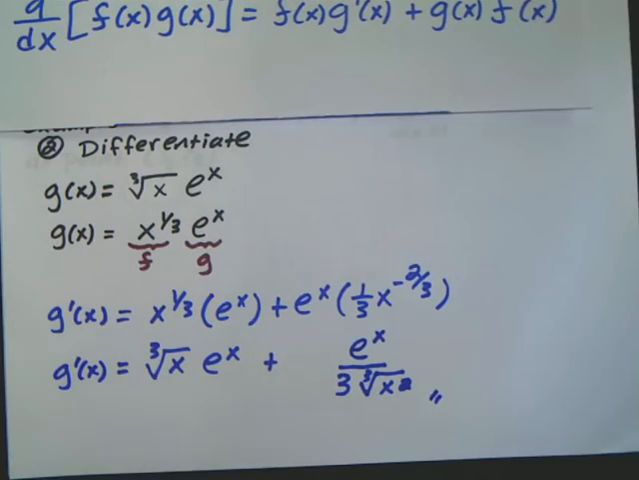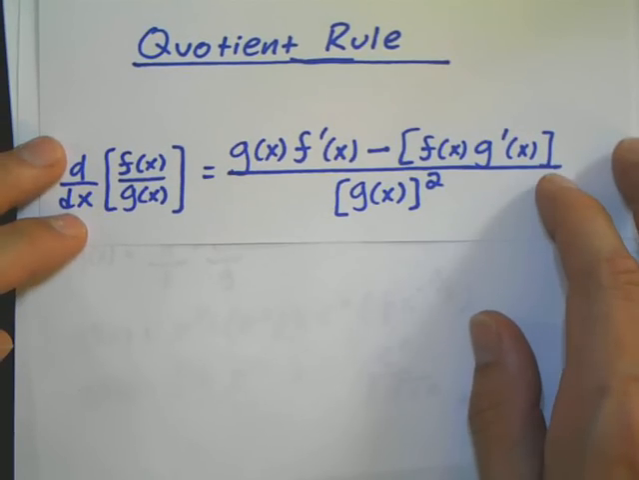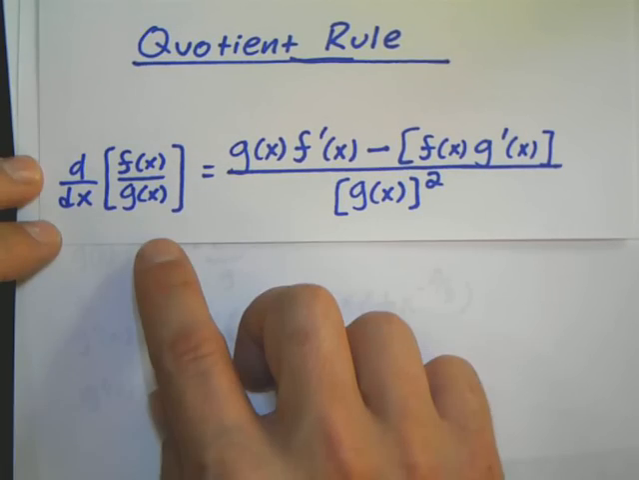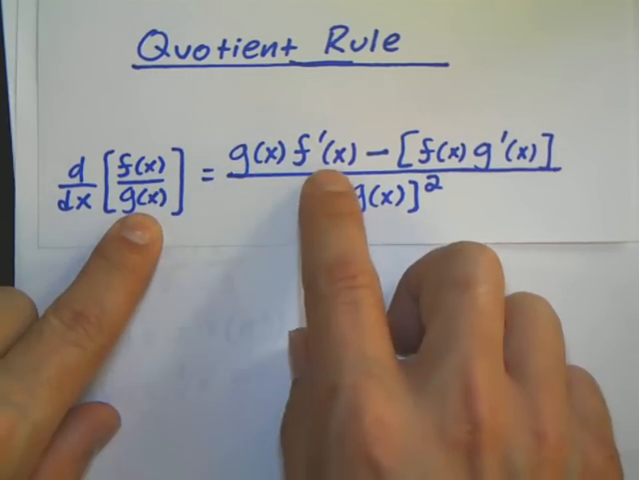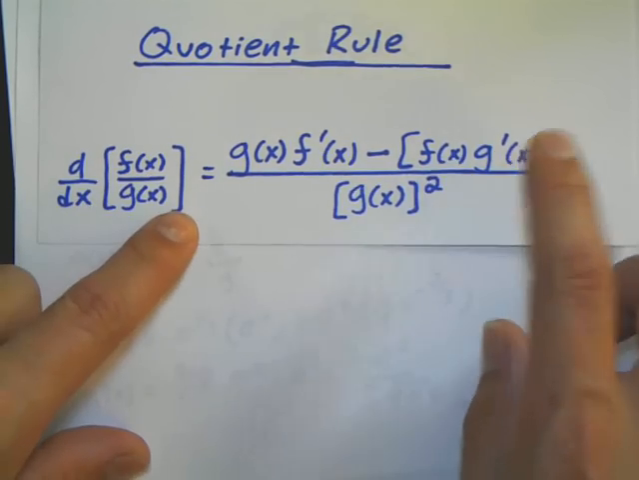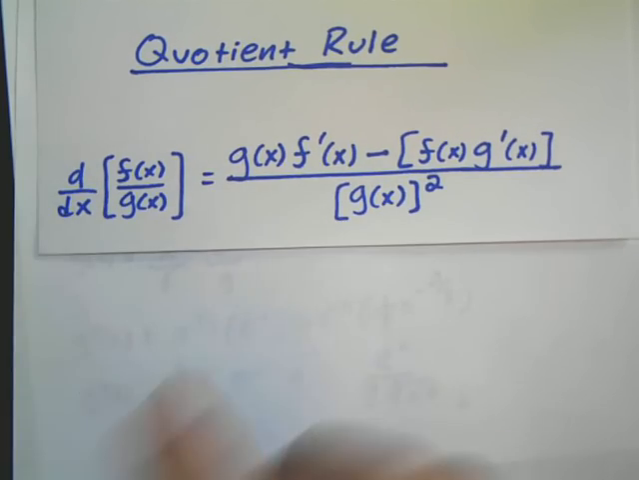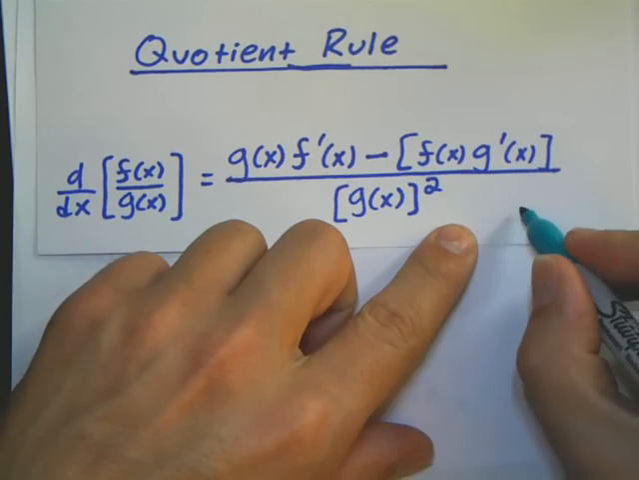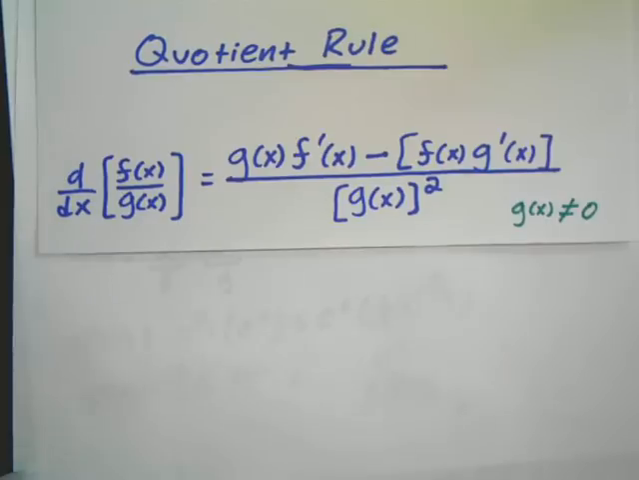Alright, so those are two examples with the product rule. Now the quotient rule is a little bit more complex. So this is the derivative now for quotients. What this says is you keep the bottom the same, so you keep g of x the same. You multiply that by f prime minus f of x times g prime, all over g of x squared. And there's one little condition, and that's that g of x does not equal 0.